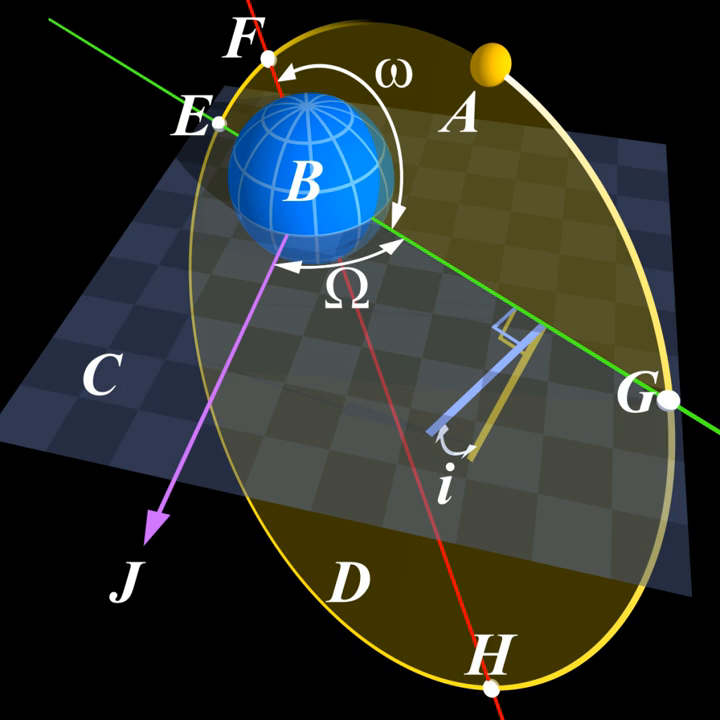equals I_sp g_0 ln(m_0/m_f), where delta V is the maximum change of velocity of the vehicle with no external forces acting.